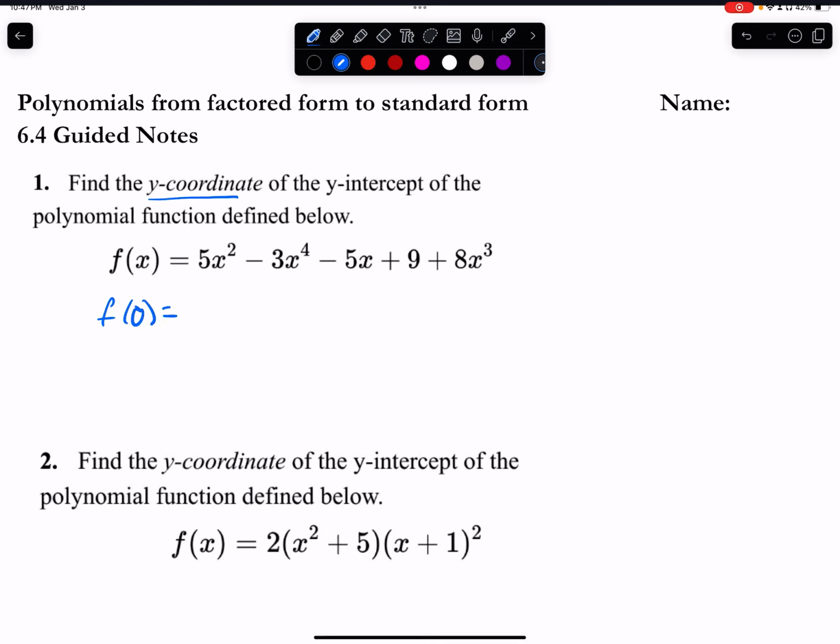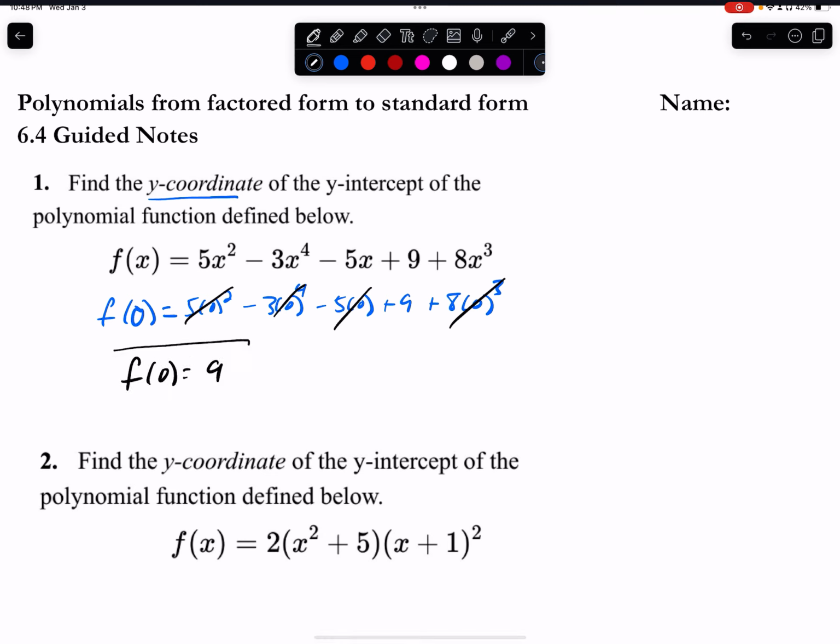So watch what happens here. If I substitute in a 0 here, and then a 0 here, and then a 0 here, and then another 0 here, okay, what's going to happen? This becomes 0, right? This becomes 0, this becomes 0. That remains a 9, and then this is also a 0. So you would say f of 0 is equal to 9.